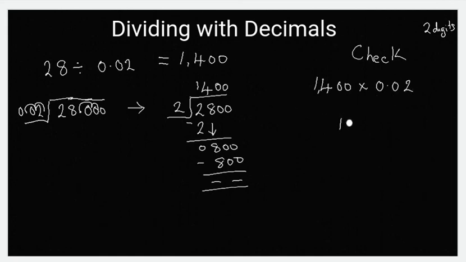So that'll be 1,400 times 2. This would give you 2,800. And then remember, your decimal point needs to have 2 digits after it, so you count from the right backwards. 1, 2, you put your decimal point here. This is 28.00, which is the same thing as 28, which is what we have here. So it's as simple as that. With this, we've come to the end of how to divide with decimals.